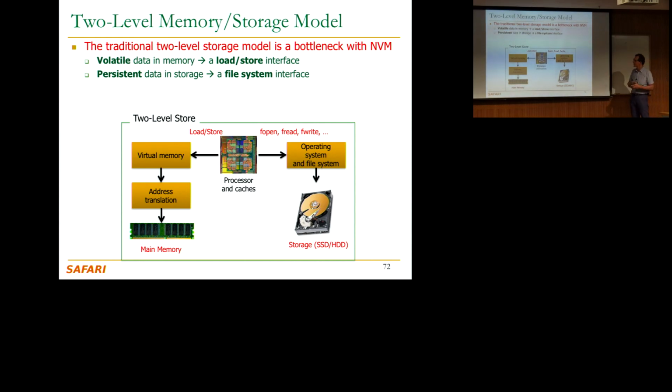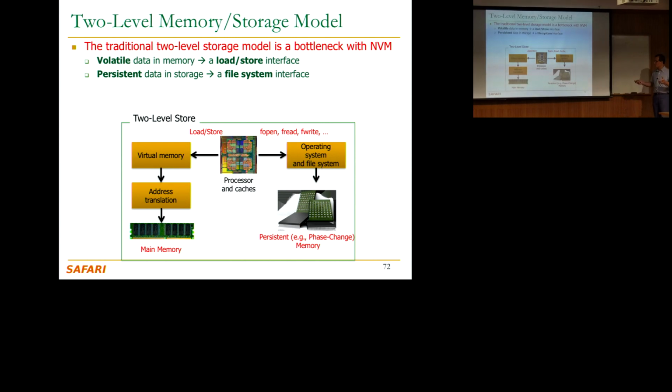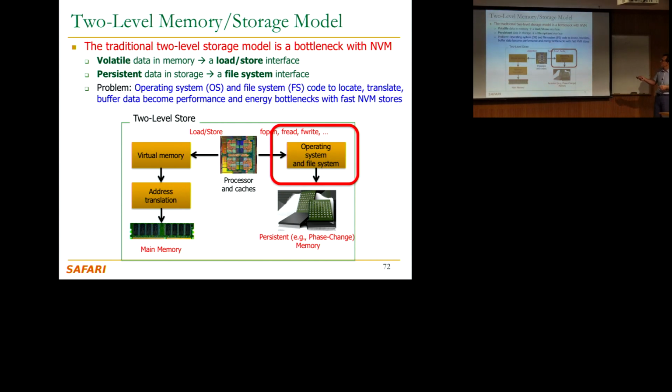To open a file, you go through many, many system calls. And actually, once you open the file, you buffer it over here so that you can operate on it fast, and then you put it back over here. So the key issue is if you replace this very slow technology with a very fast technology that's persistent, like phase change memory or STT-MRAM, now this becomes a big bottleneck. The operating system and file system code to locate, translate, and buffer data in memory become performance and energy bottlenecks with these fast non-volatile memory stores.